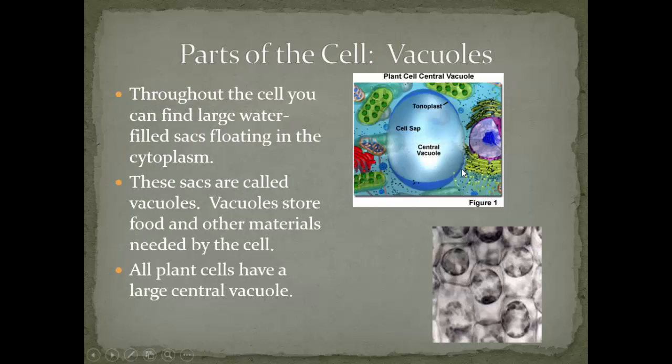Vacuoles. Vacuoles are giant storage containers of the cell. They typically float around the cytoplasm. All plant cells have a large central vacuole, and animal cells have smaller vacuoles. So, one of the main differences, if you're looking at an image of a plant cell and an animal cell, and you don't notice the cell wall, the giveaway that the cell you're looking at is a plant cell is a giant central vacuole.